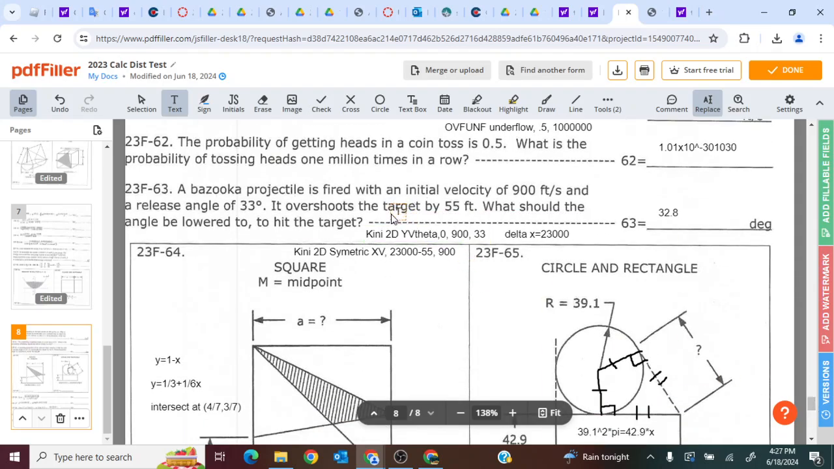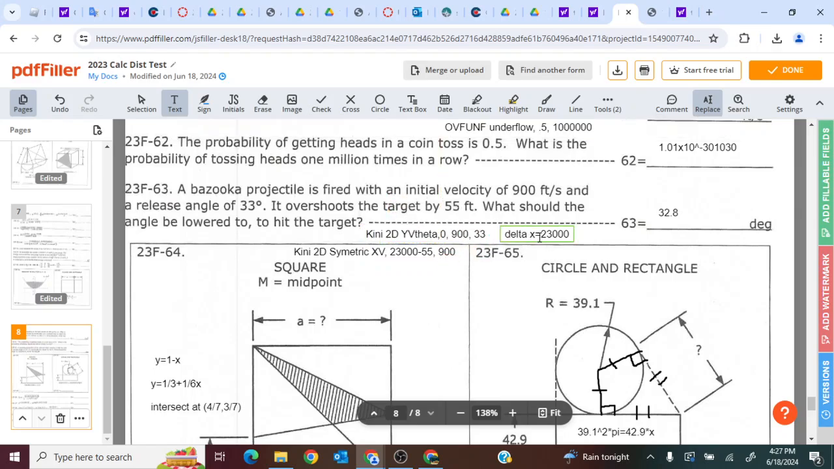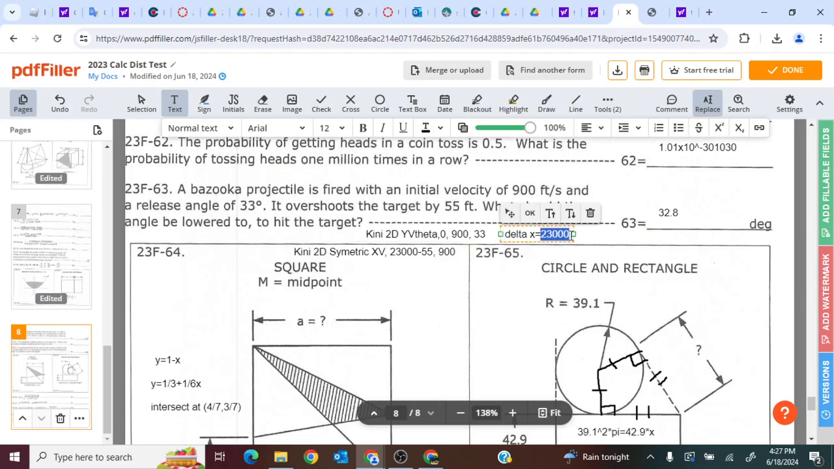63, this is your kinematics problem. In this case, you're given initial velocity of 900 feet per second, release angle of 33 degrees, and it can be implied that the change in y is 0. So the kinematics 2D, y v theta, there is no change in y, the velocity is 900 feet per second, and theta is 33 degrees. You'll get delta x, that is around this value right here.